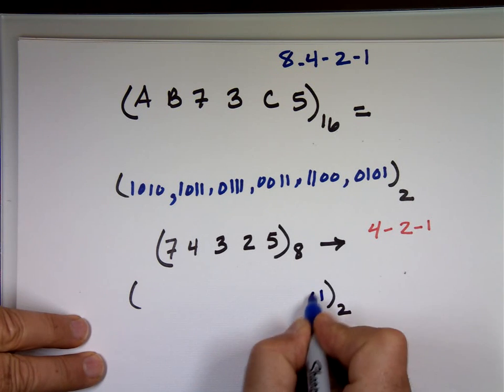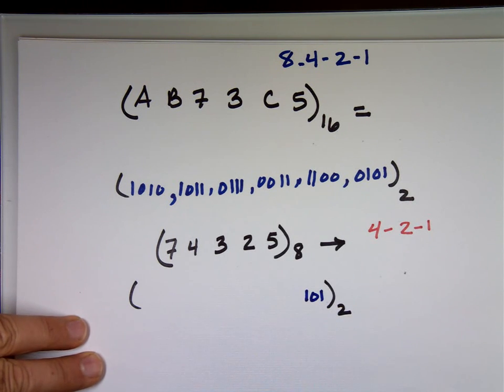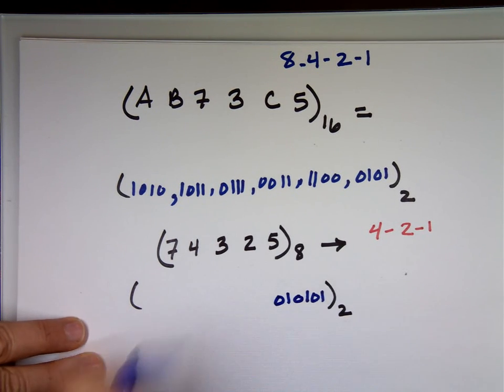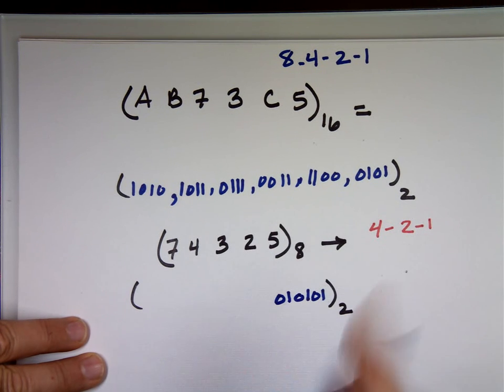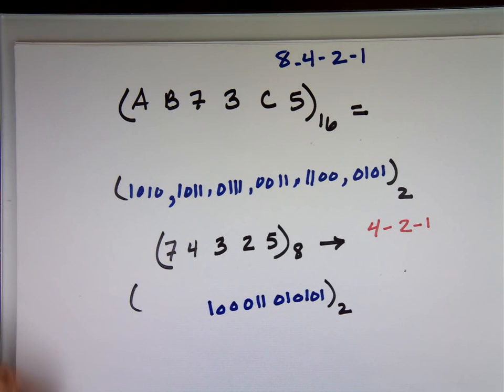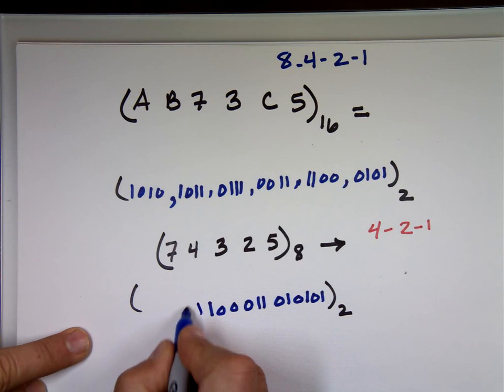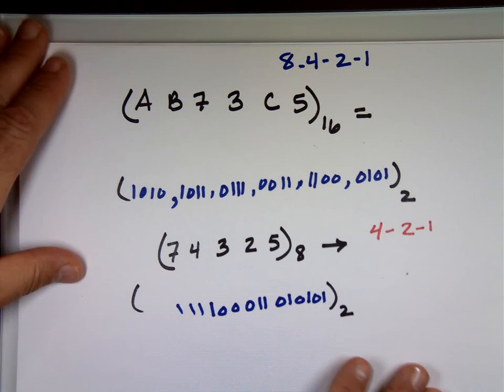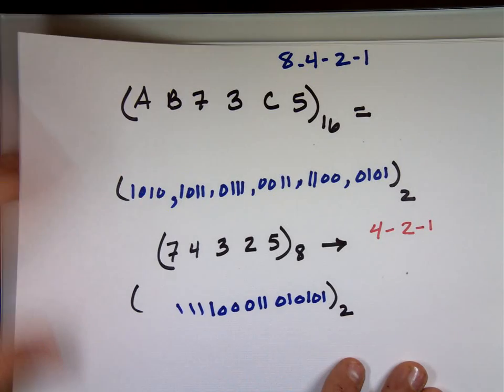The 2: 0, 1, 0. The 3: 1, 1, 0. The 4: 0, 0, 1. And the 7: 1, 1, 1. Way easier than going through base 10. And you can go from binary to this and this to that backward quickly the same way.